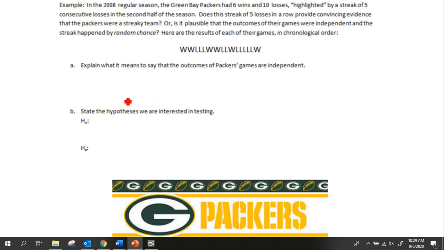And then it asks, what does it mean to say that the outcomes of the Packers games are independent? So what that means is that the outcomes of the Packers games previously do not affect the outcome of the next game.